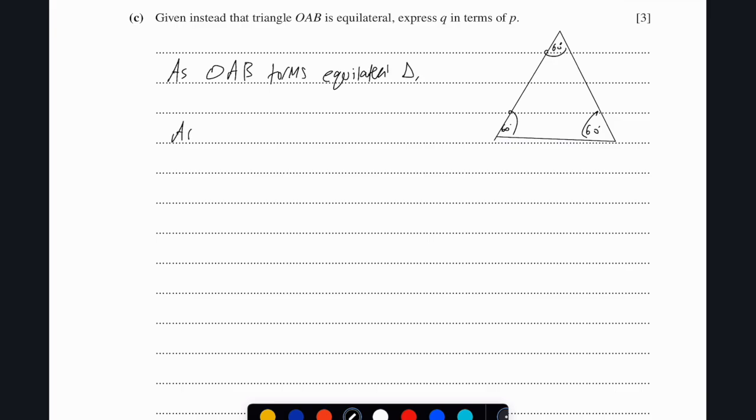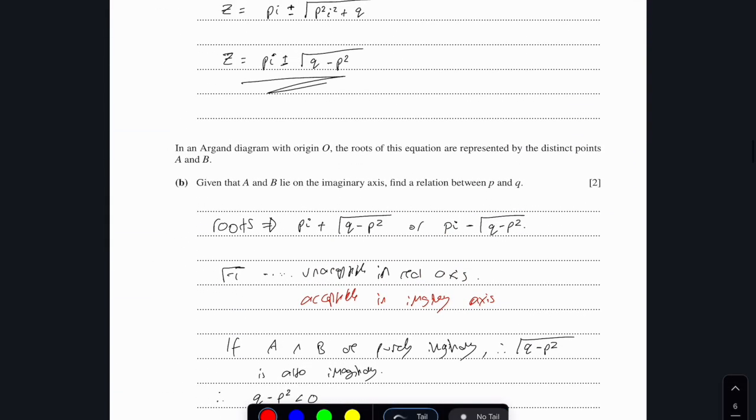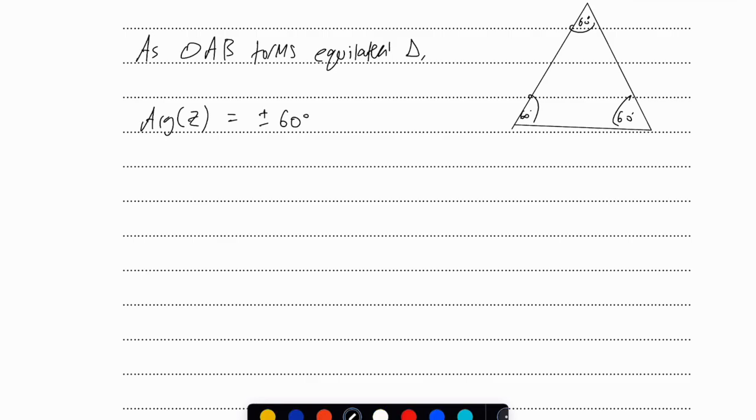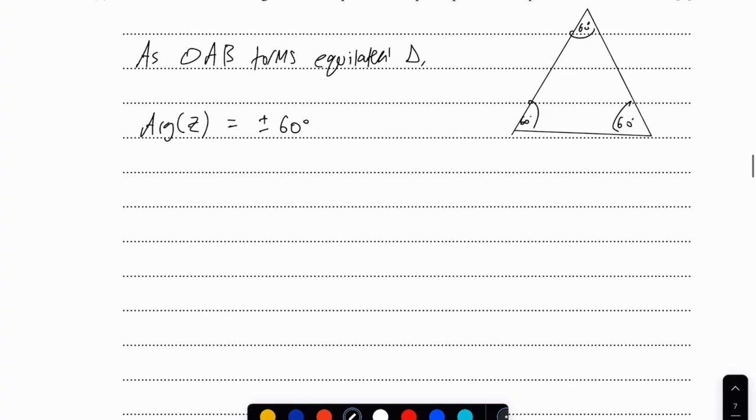I can say that the argument of z is going to equal plus minus 60 degrees. That makes sense so far. Now, where do we go from here? If we think about what the argument is, we know that tan of plus minus 60 degrees is going to equal p over the square root of q minus p squared.